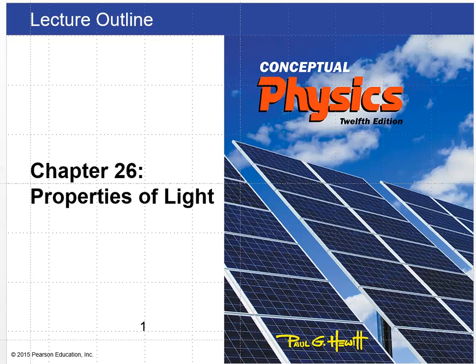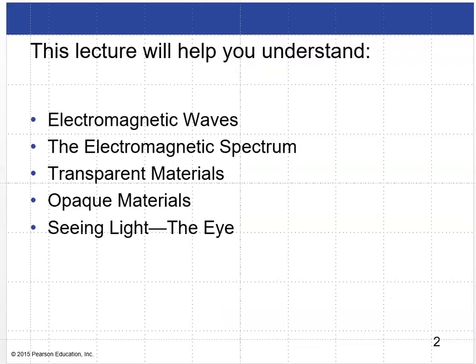Welcome to Chapter 26, The Properties of Light. In this chapter, we will talk about electromagnetic waves, the electromagnetic spectrum, transparent materials, opaque materials, and the eye.